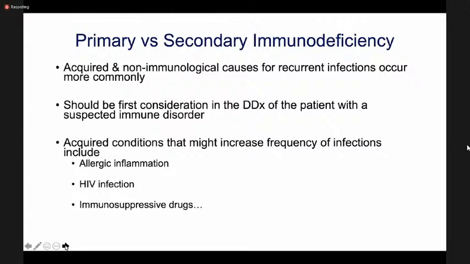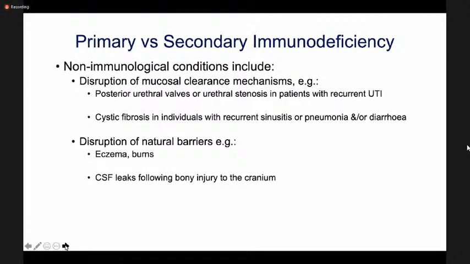Okay, so examples of these acquired conditions include allergic inflammation. Of course, in our setting, the number one thing we'll think about is HIV infection, and then other things like immunosuppressive treatments. Other conditions that can cause acquired immunodeficiency include things that could disrupt the mucosal clearance mechanisms.